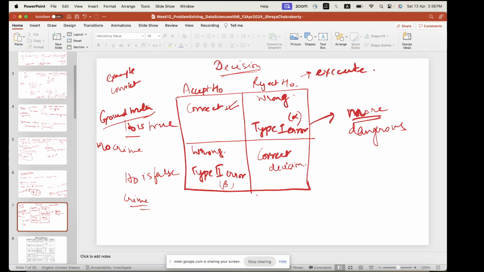But it has been shown that it is not possible to control for type 1 and type 2 error simultaneously. Okay, so if we try to decrease one, the other one inevitably increases after a certain point. So if we believe that we are going to control both of them simultaneously, that is not possible.